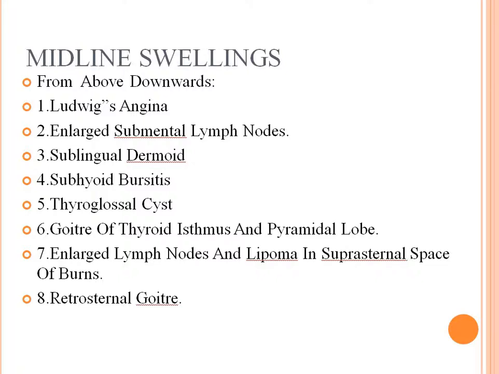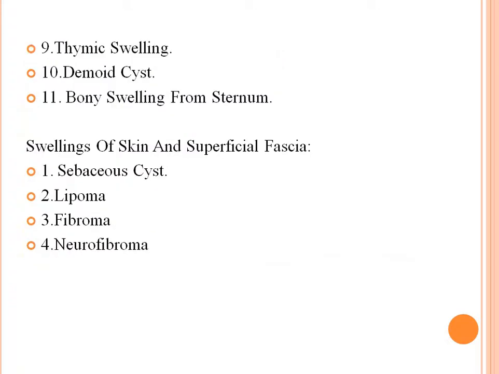Well, in the midline you can see from above downwards, we can start with the Ludwig angina. Then the enlarged submental lymph nodes, the sublingual dermoid, the subhyoid bursitis, thyroglossal cyst, goiter of the thyroid isthmus and the pyramidal lobes, enlarged lymph nodes and lipoma of the suprasternal space of Burns, retrosternal goiter. Then comes thymic swelling, dermoid cyst, bony swelling from sternum. Now swelling of the skin and the superficial fascia: these are the sebaceous cyst, lipoma, fibroma and neurofibroma.